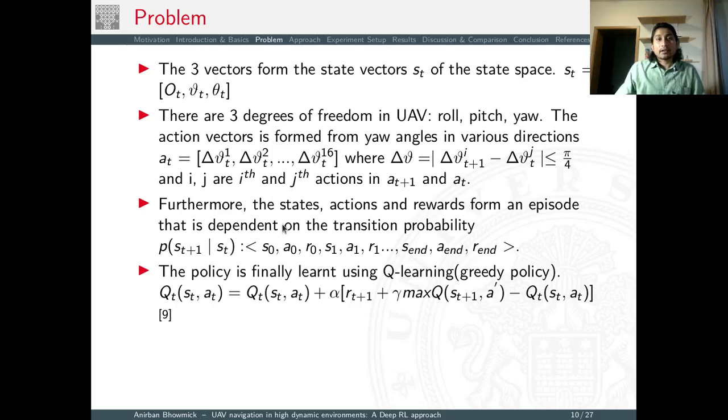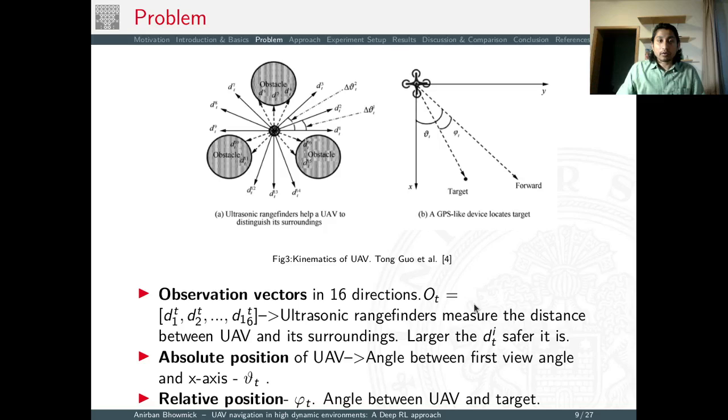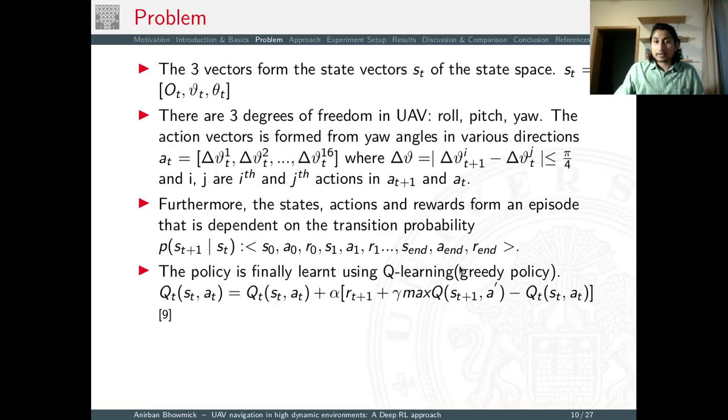Furthermore, we can say that all these action vectors, the states as well as the rewards, are grouped together to form an episode. And at the end of the episode, the agent performs a transition from state t to t+1. Also, the policy function that we were talking about in the previous slides is learned using a Q-learning algorithm, which uses a greedy approach.